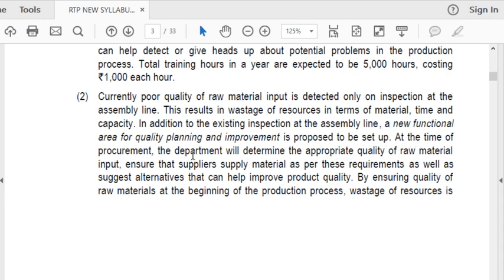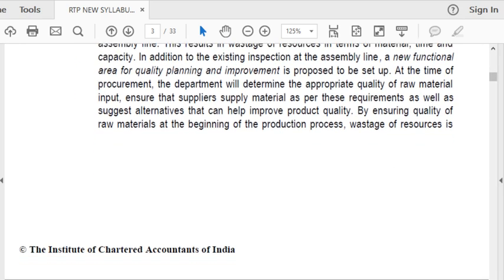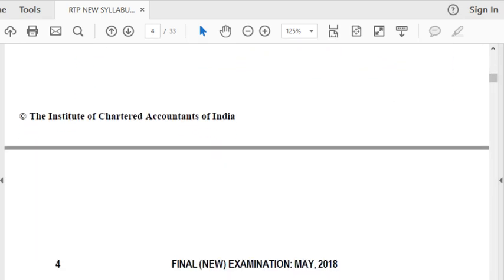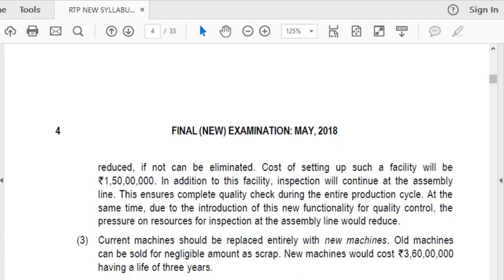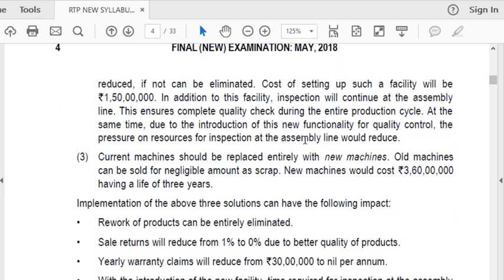At the time of procurement, the department will determine the appropriate quality of raw material input, ensure that suppliers supply material as per these requirements, as well as suggest alternatives that can help improve product quality. By ensuring quality of raw materials at the beginning of the production process, wastage of resources is reduced, if not eliminated. Very good. Cost of setting up such a facility will be 1 crore 50 lakhs.